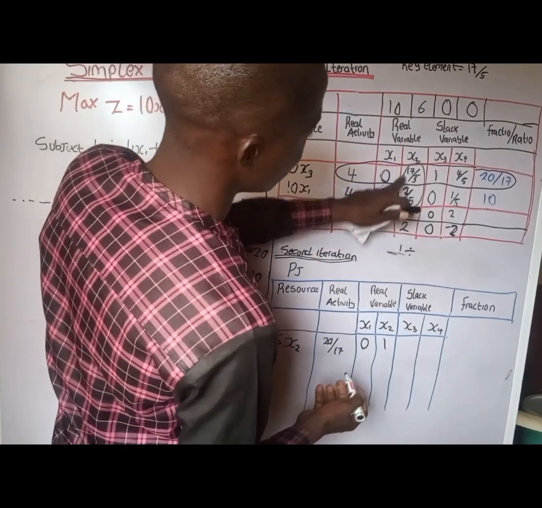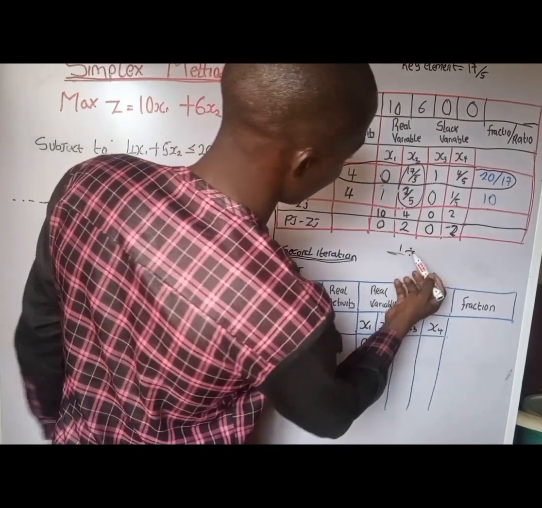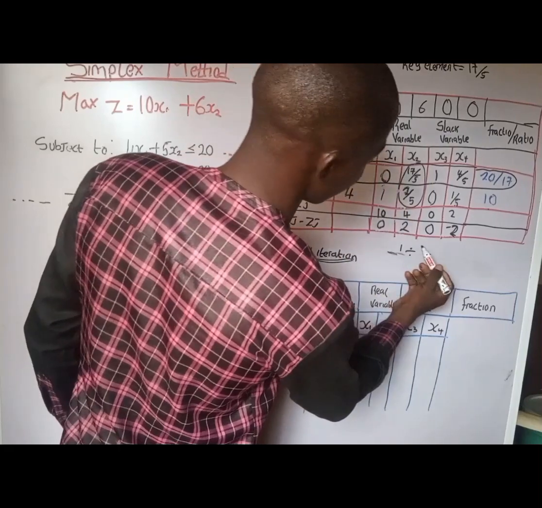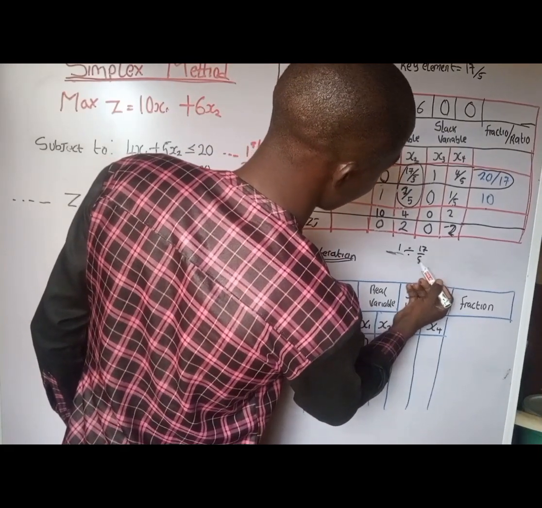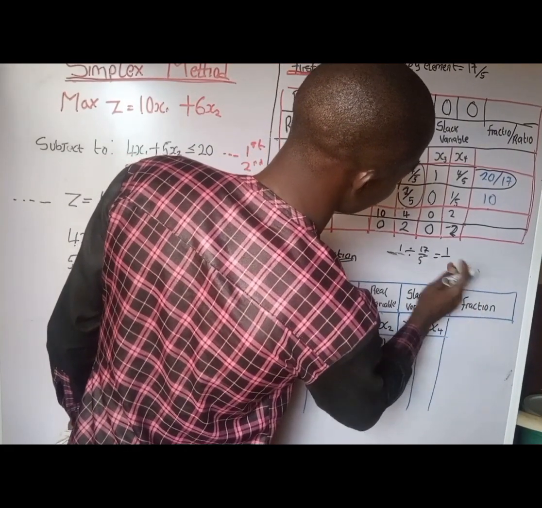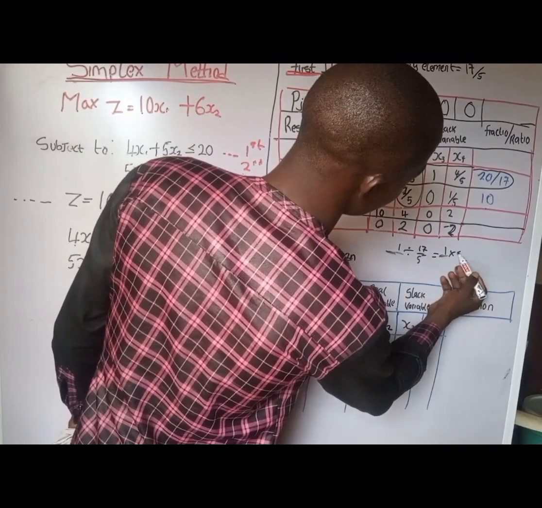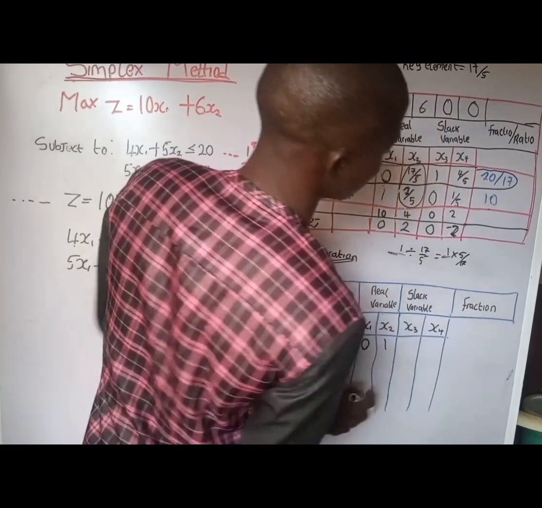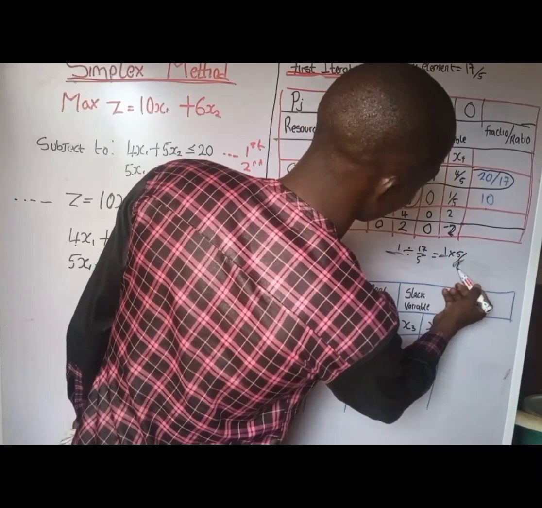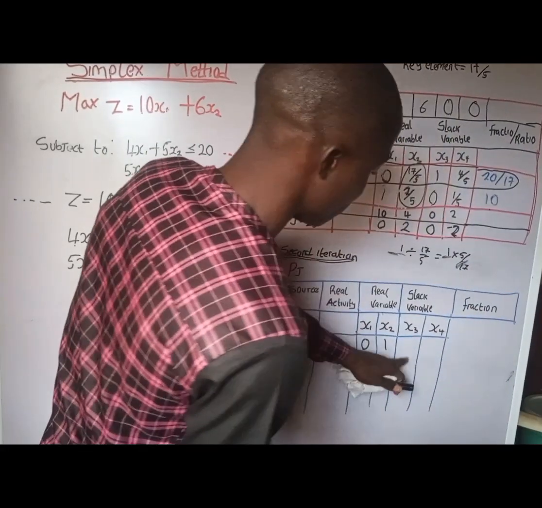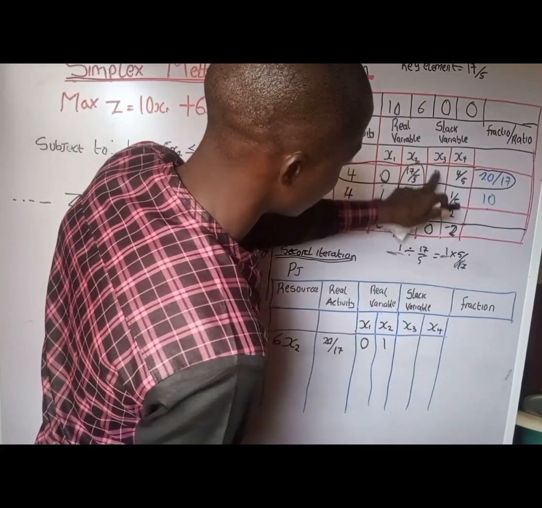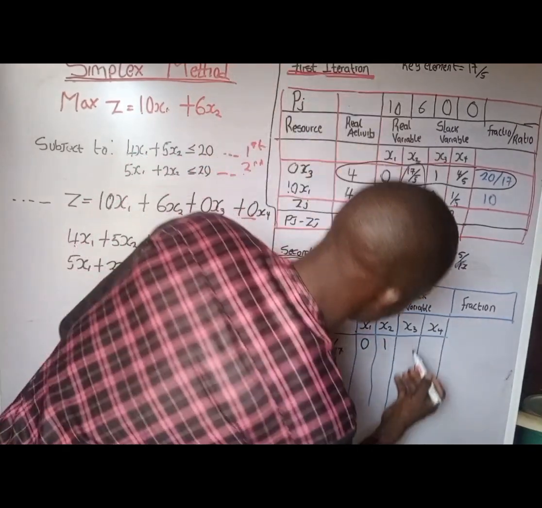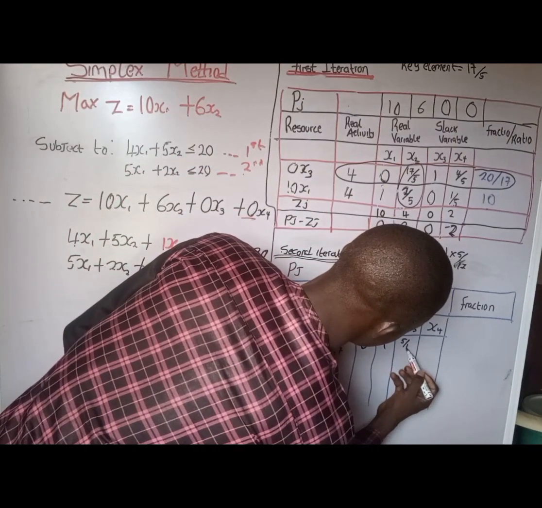1 divided by, the key element is 17 over 5. So 17 over 5, if I change this sign to multiplication sign, I'm going to have 1 multiplied by 5 all over 17. 1 multiplied by 5 over 17 is 5 over 17. So the new value that will be on this S3, instead of this one, the new value will become 5 over 17. 5 all over 17.